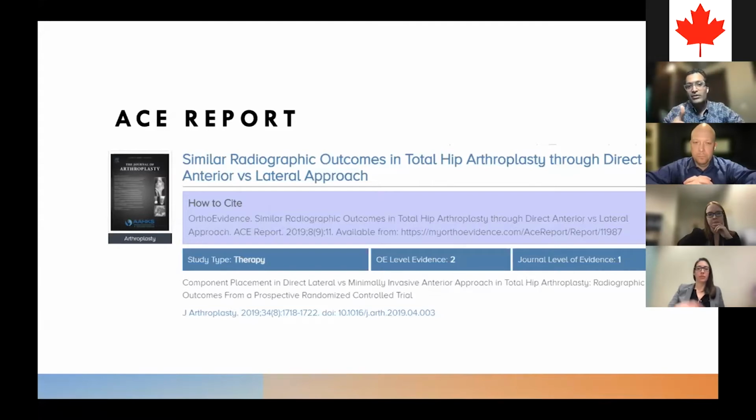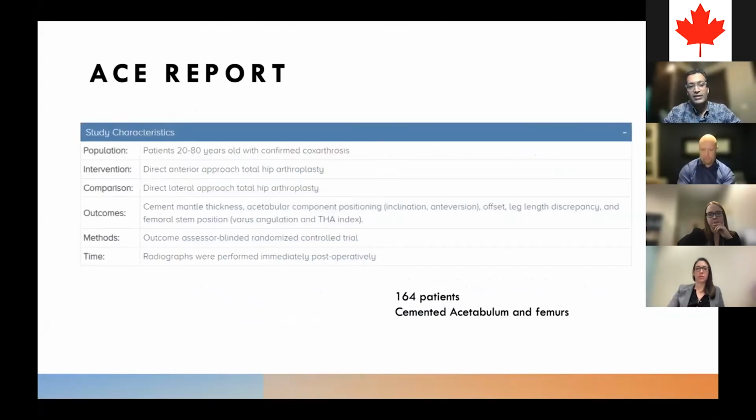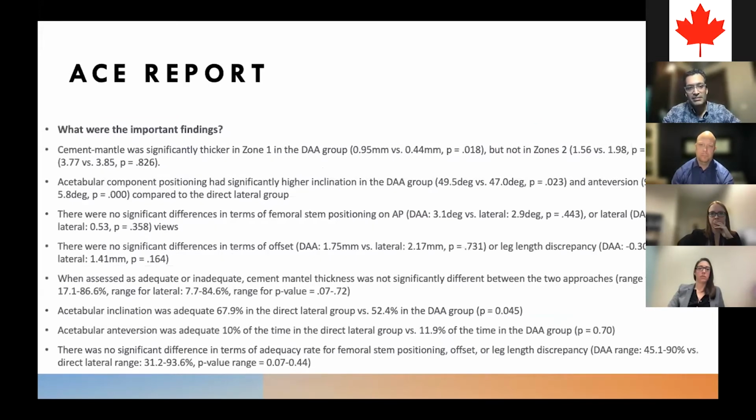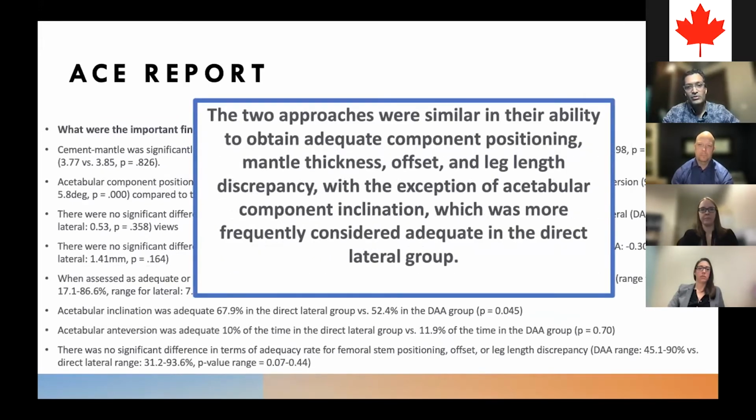It looked at similar radiographic outcomes in total hip arthroplasty using a direct lateral approach and a direct anterior approach. They used 164 patients. They both had cemented acetabular components and cemented femoral components. And basically what the summary was, the two approaches were similar in their ability to obtain adequate component positioning, mantle thickness, offset, leg length discrepancy, with the exception of acetabular inclination, which was more frequently considered adequate in the direct lateral group.